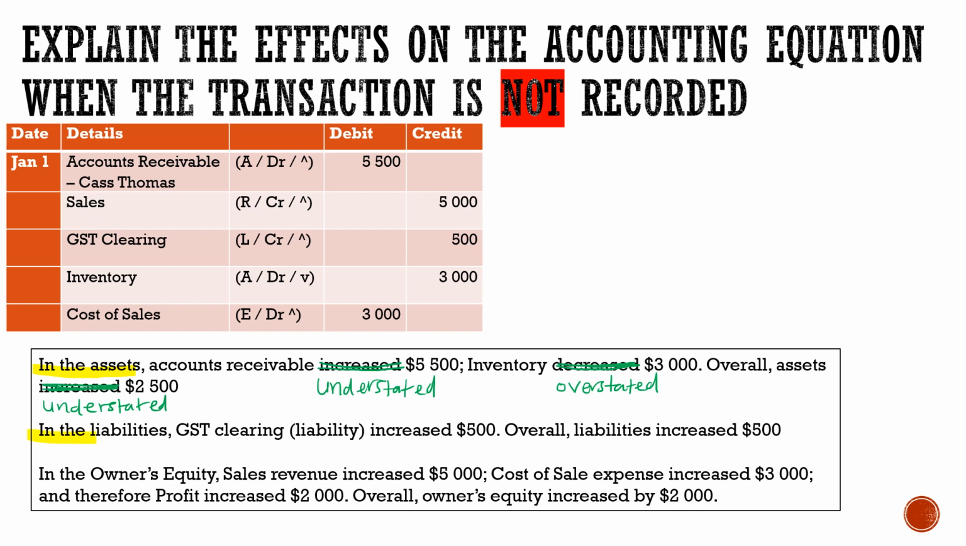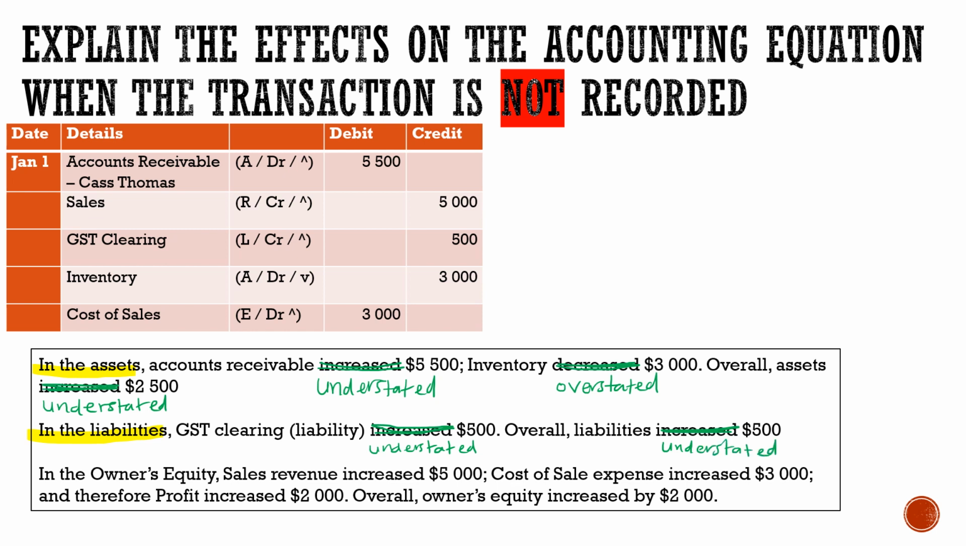Now in the liabilities, the GST clearing liability would not have increased if this transaction was not recorded. So that means the GST clearing liability would be understated by $500, and overall the liabilities would also be understated by $500.